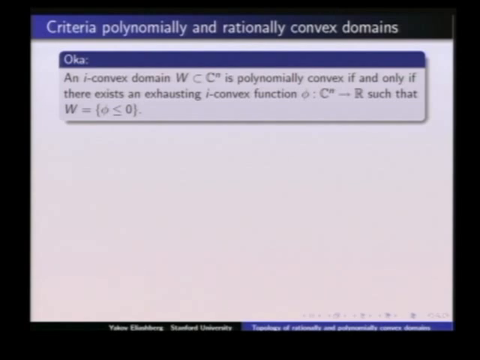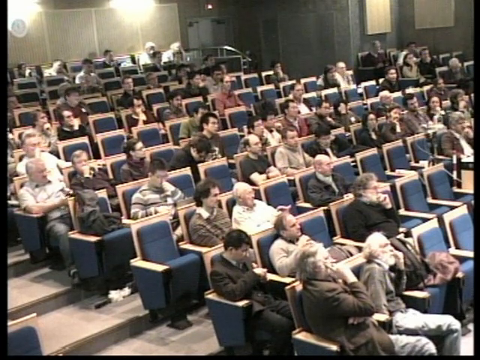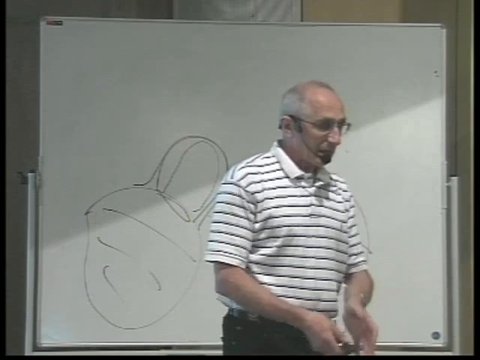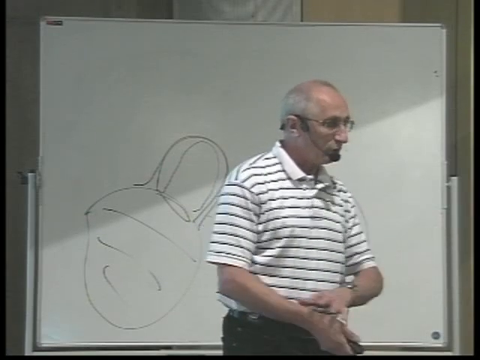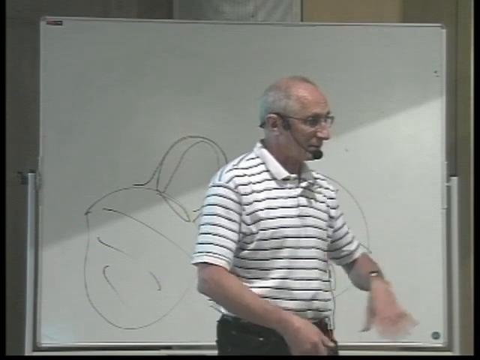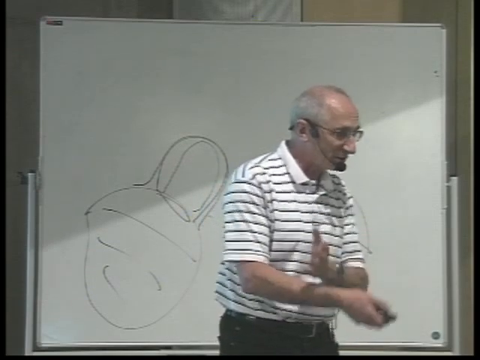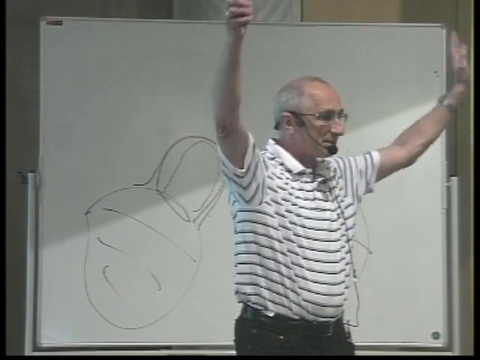And it's very easy: if it extends anyhow, you can make the extension standard, for instance equal to z squared at infinity. It doesn't matter. You don't need anything. If you have any extension, then you can find a proper, exhausting extension, just by taking the maximum of this function and the square function.